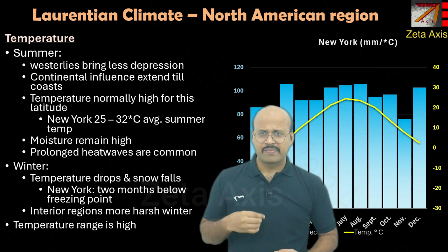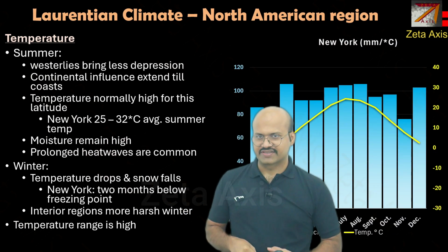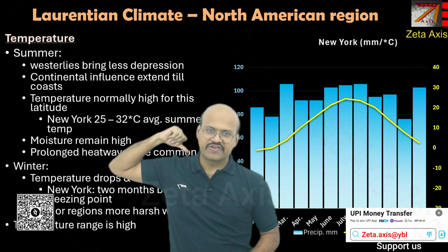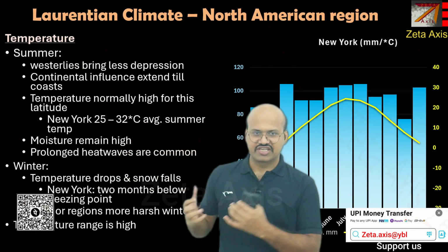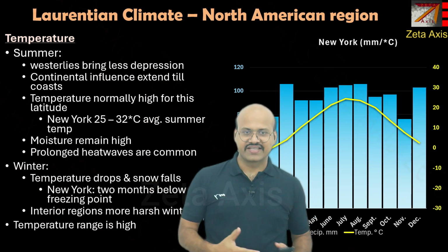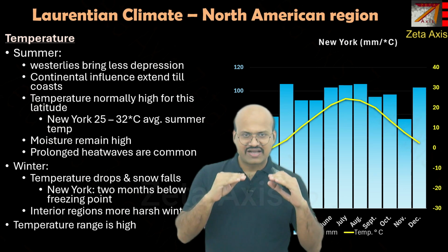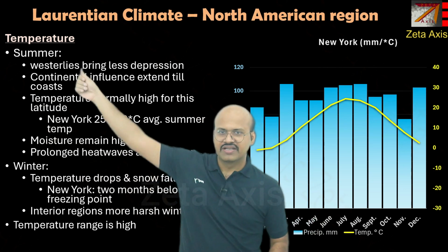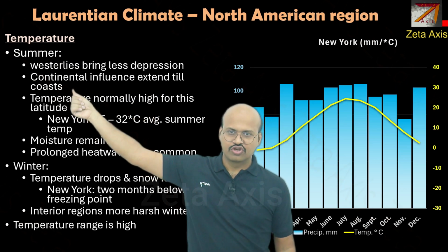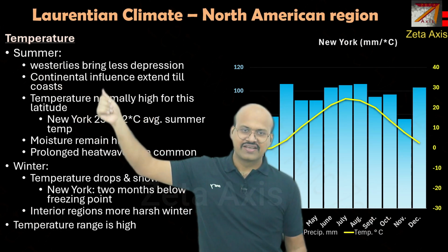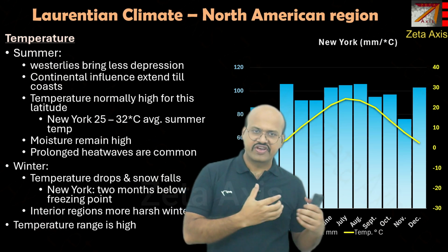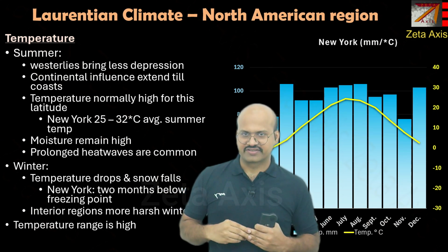Now let's see about the temperature in the North American region. Westerlies bring less depression in summers. We have seen in the previous slides that in the winter months the westerlies would bring depressions from the Rockies mountain towards the Great Lakes, and then they will give rainfall, so they will calm down the temperature. But here in summer the depressions are less. Continental influence extends till the coast. So the continental influence, that is the extremities of temperature, can be experienced till the very coast, so it is expanded in the summer.